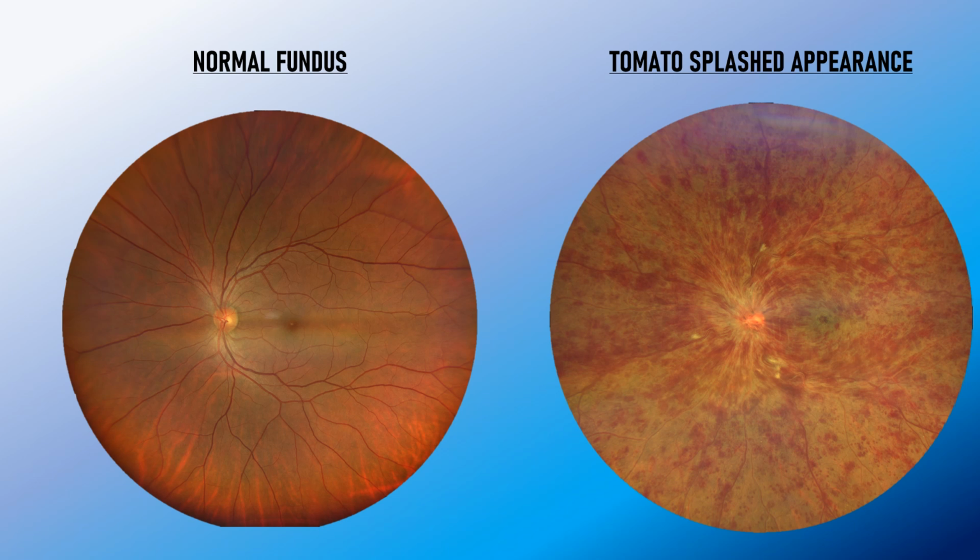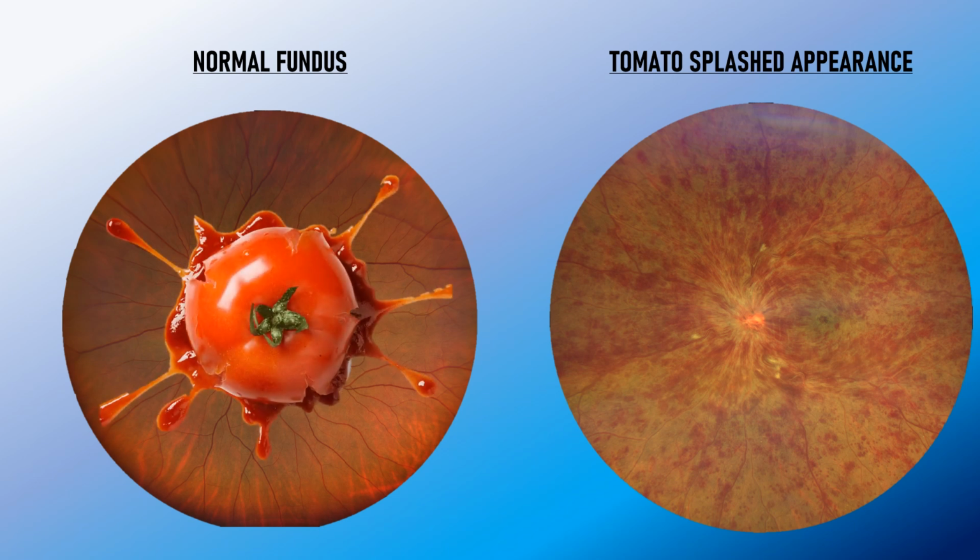The retina of this eye is full of multiple hemorrhages. These red spots that you can see here are hemorrhages. It is so red that it looks like someone has splashed a tomato on a normal retina, and that is why the name tomato splashed.